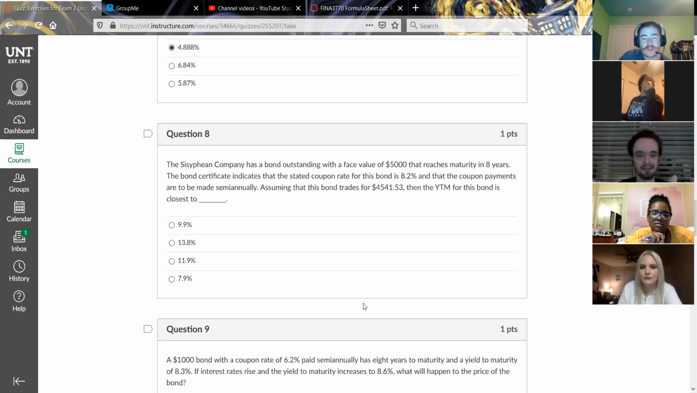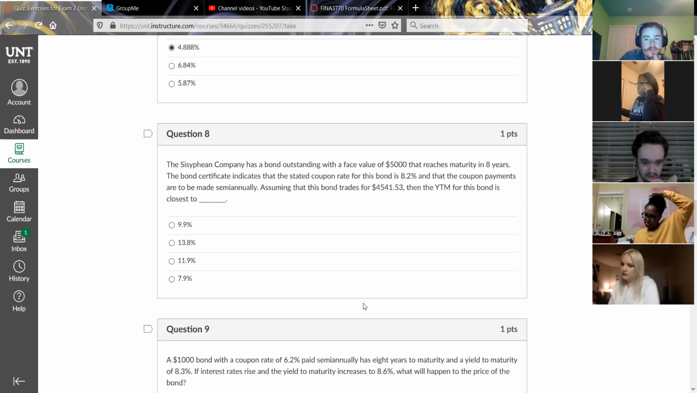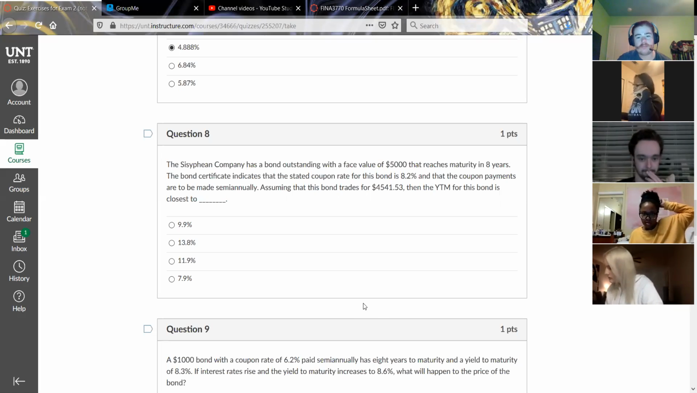Can we reverse engineer the price formula? That's what I was thinking. This is question 8, but we don't have a price, right? Yeah, it's question 8. Oh, wait. You use the TVM solver. It looks like.